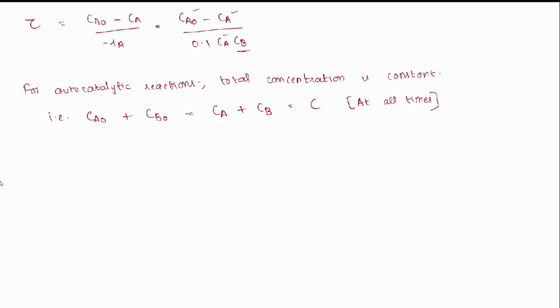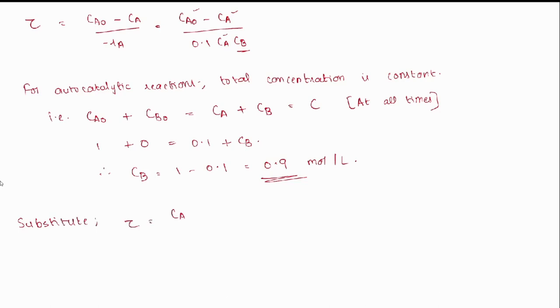So they have given us the value of Ca0 and Cb0. The value for Ca0 is 1, Cb0 is 0, and Ca we just found out as 0.1. So from this we can find the value of Cb, which comes to be 0.9 mole per liter. So now we have all the values required to find the space-time. Just substitute these values in the equation.